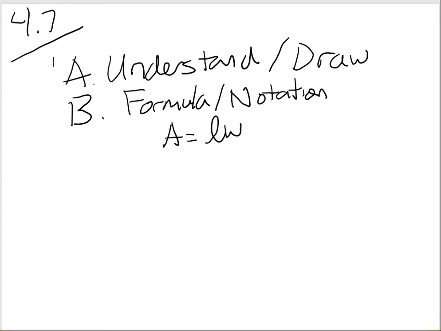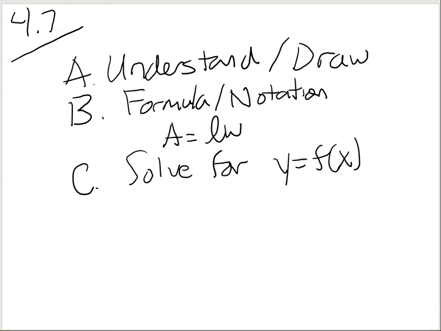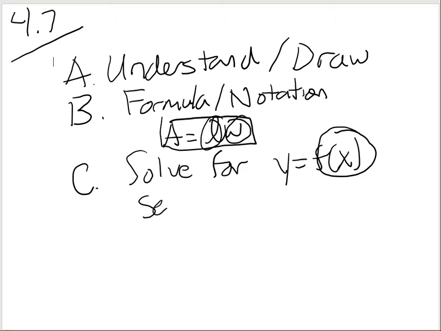Okay, so what else? Well, we need it to be some sort of formula that only has one variable. Right? In our area equals length times width, we have length as a variable and width as a variable. So often we'll come up with a second equation to solve, to get it in the required way that we want it.